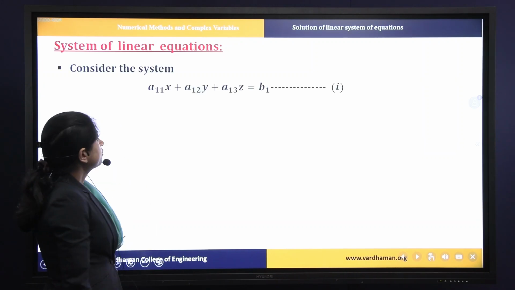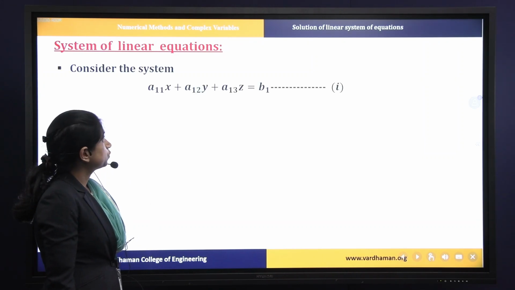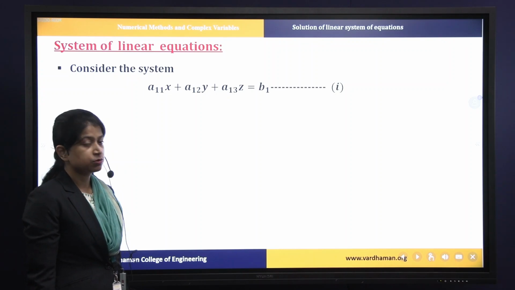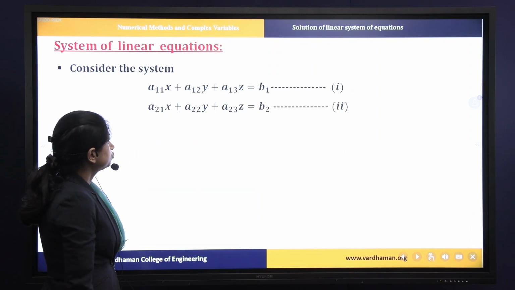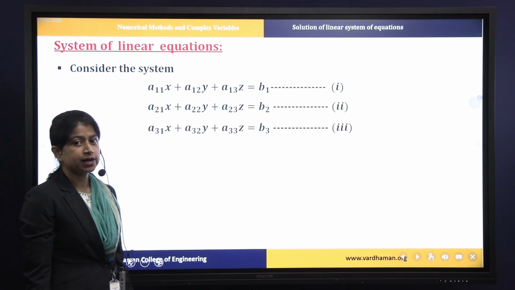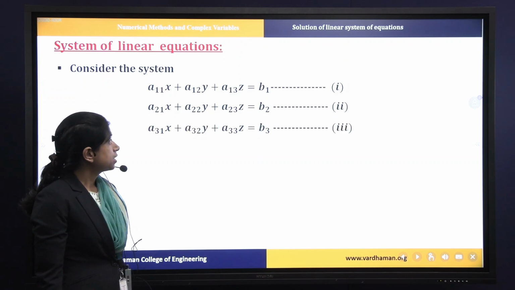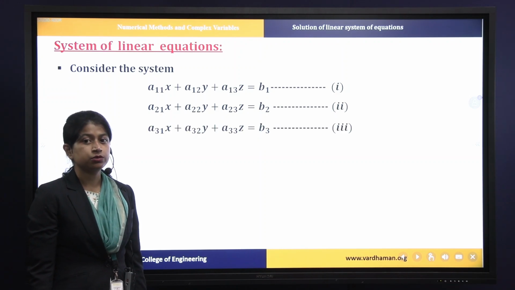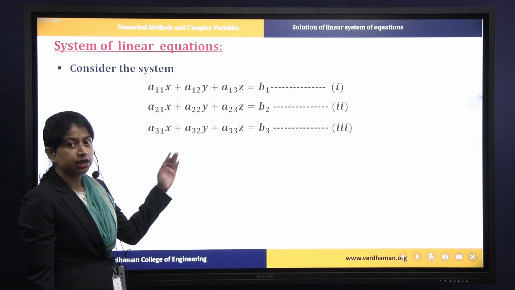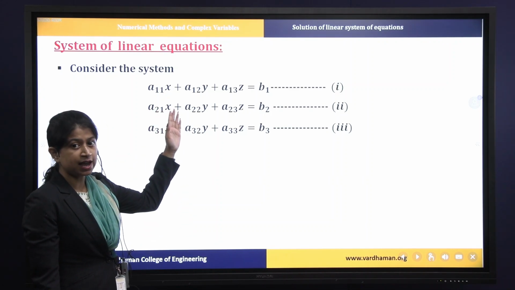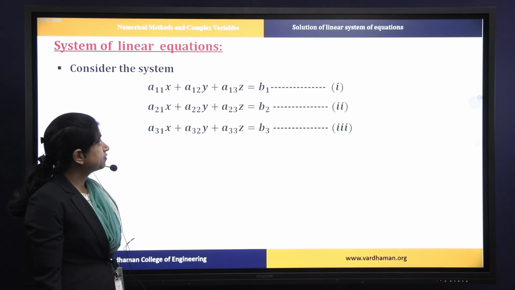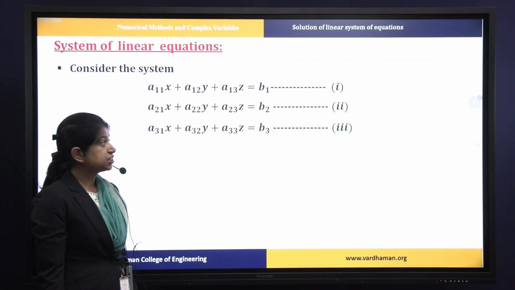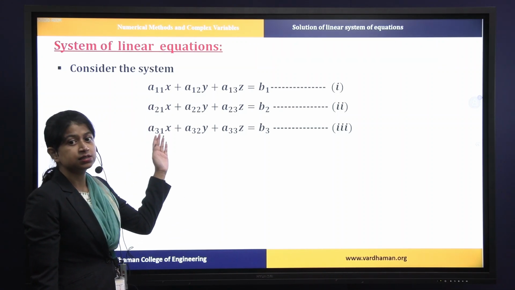Consider the system a11x plus a12y plus a13z is equal to b1, a21x plus a22y plus a23z is equal to b2, a31x plus a32y plus a33z is equal to b3. It has three linear equations and the variables are x, y and z. The solution to this linear system is the set of variables x, y and z that satisfy these equations simultaneously.